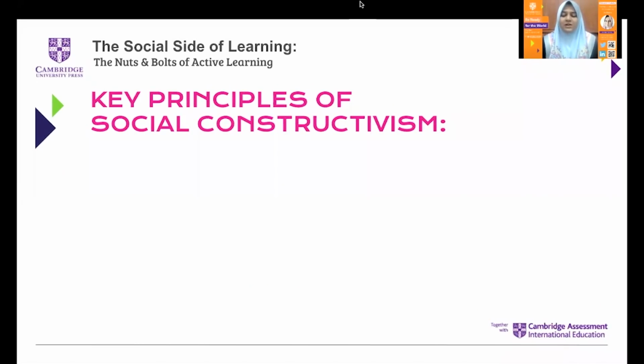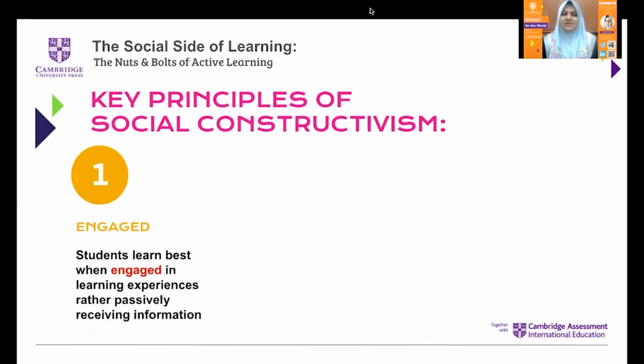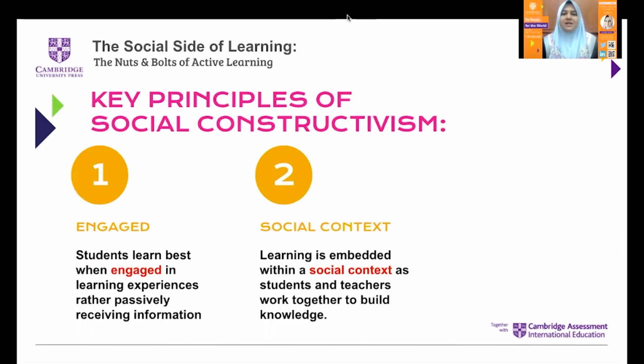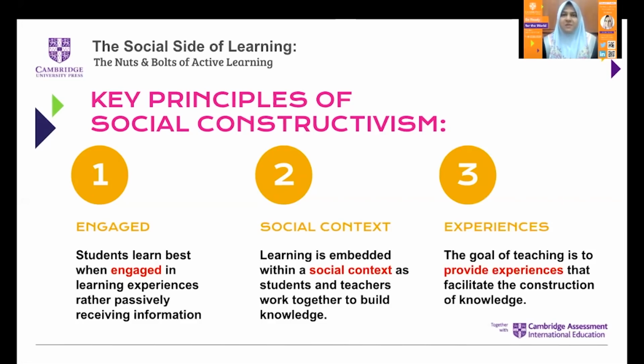Next up, we will look into the social side of learning. The key principles of social constructivism are engaged. Students learn best when engaged in learning experiences rather than passively receiving information. The second keyword is social context. Learning is embedded within a social context as students and teachers work together to build knowledge. And the third keyword is experiences. The goal of teaching is to provide experiences that facilitate the construction of knowledge.